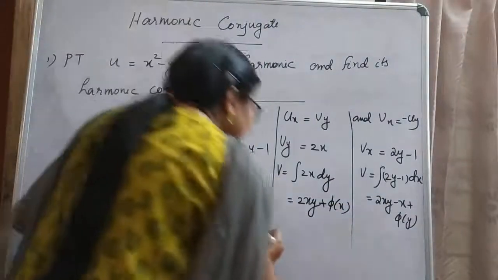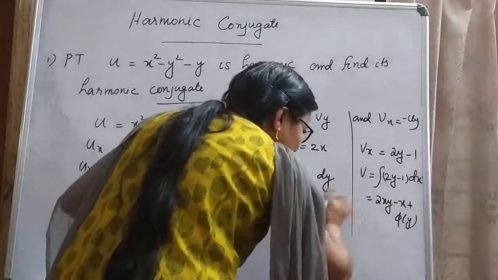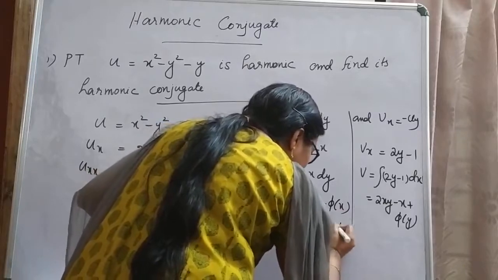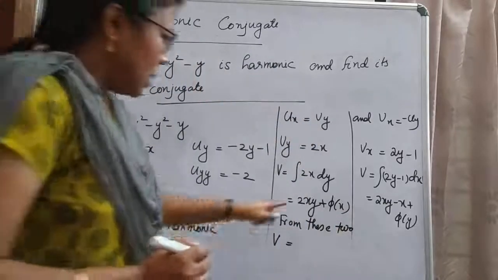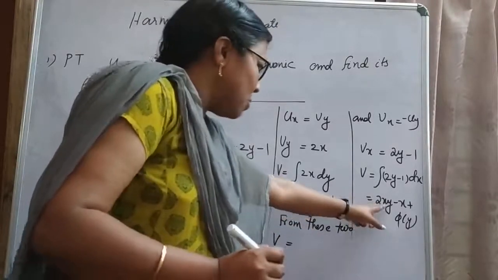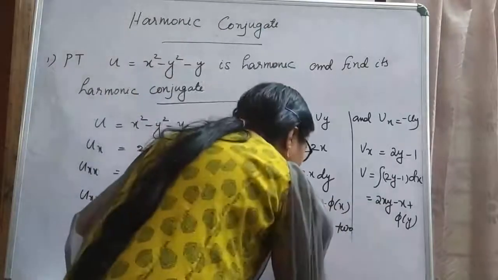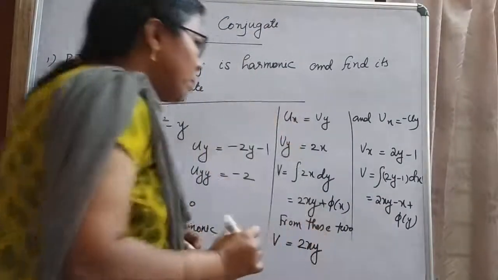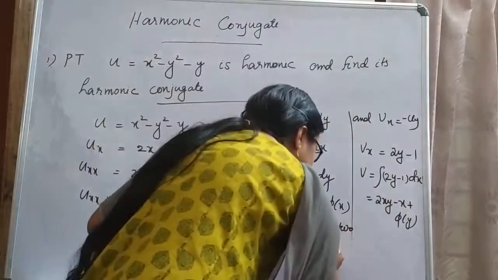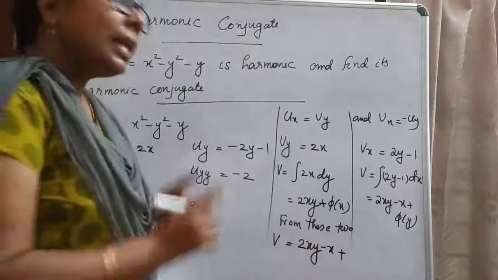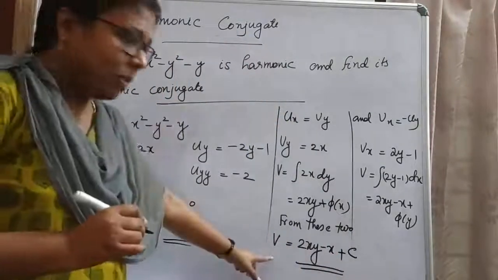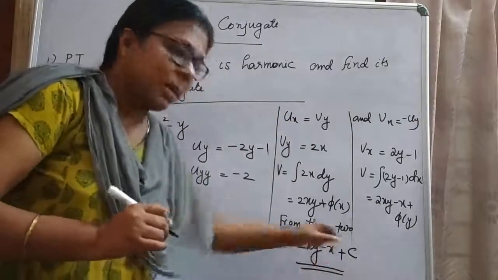That should be v equal to, from these two, here 2xy is the common factor. Therefore, we should write 2xy one time. 2xy plus, then minus x is here. Therefore, write minus x plus a constant c, which is the harmonic conjugate v. V equal to 2xy minus x plus c.